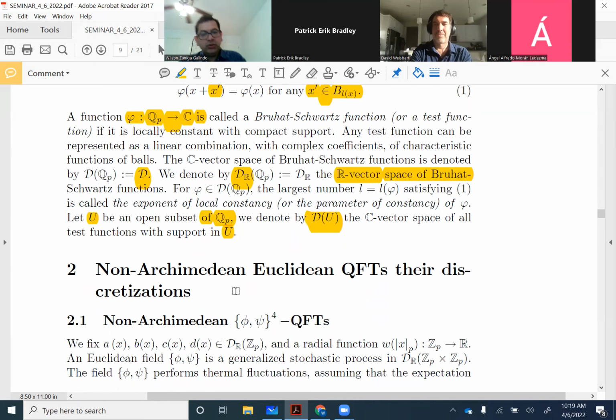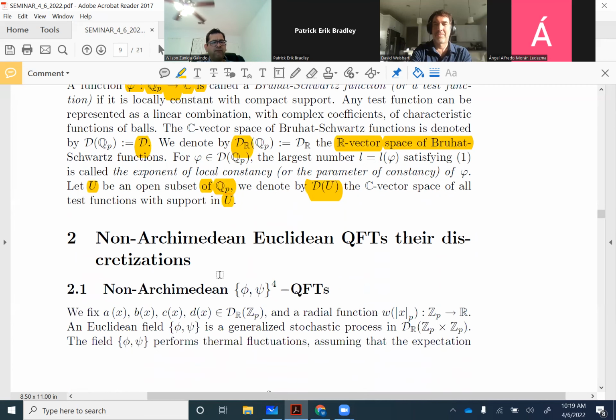Now I'm going to introduce the p-adic analogs of the phi^4 quantum field theories. I'm going to fix 4 functions, A, B, C, D. These are real valued test functions supported in the unit ball. Okay, so all these functions are defined in the unit ball. Also, I need a radial function. Notice that this is a composition of a real function with the p-adic norm.